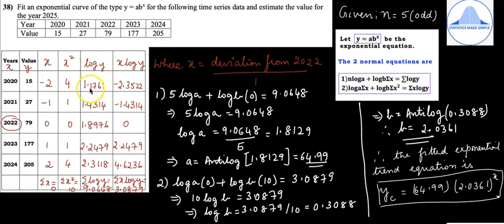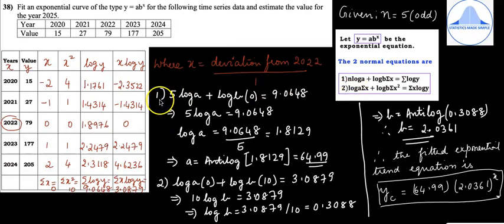So log 15 is 1.1761. Similarly, 1.4314, 1.8976, 2.2479, 2.3118 and summation log y is 9.0648. Then find out x log y, which is minus 2.3522, minus 1.4314, 0, 2.2479, 4.6236 and summation x log y is 3.0879. Now substitute in both the normal equations.